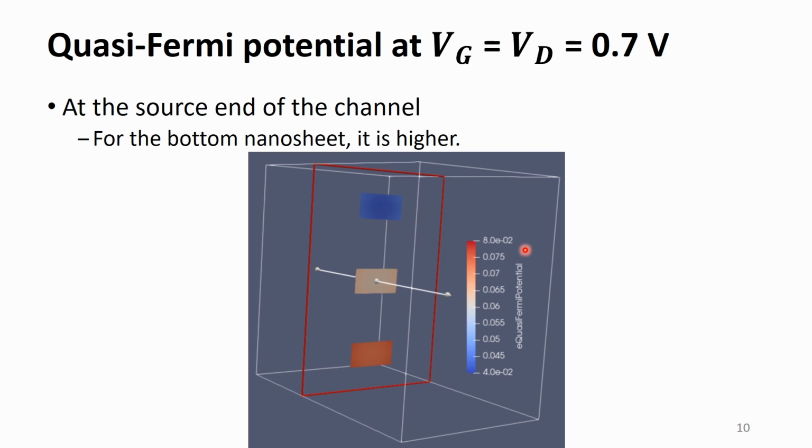Since we have the on-current condition, the voltage drop is not negligible. Therefore, the bottom nanosheet is not as effective as the top one. Currently, we have 3 nanosheets in reality.